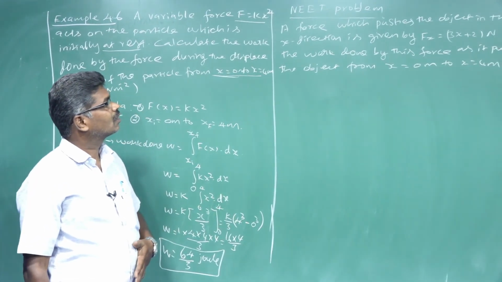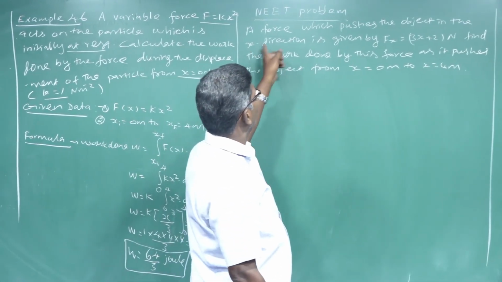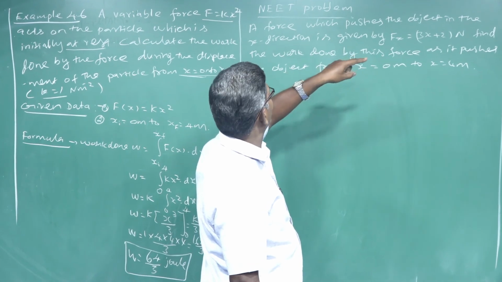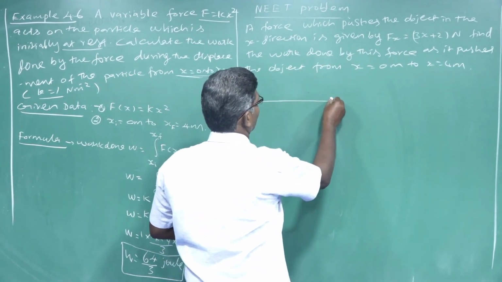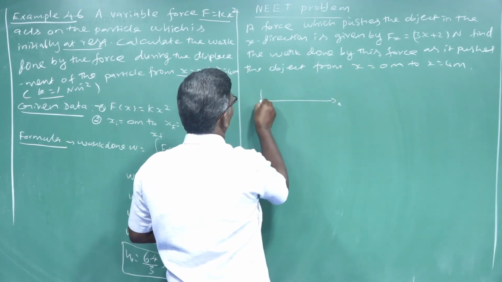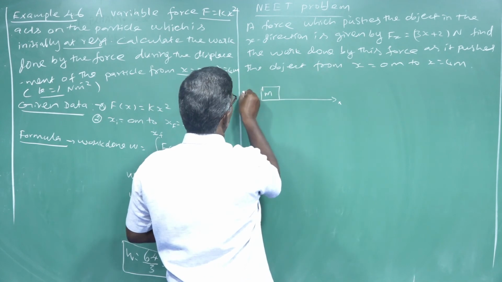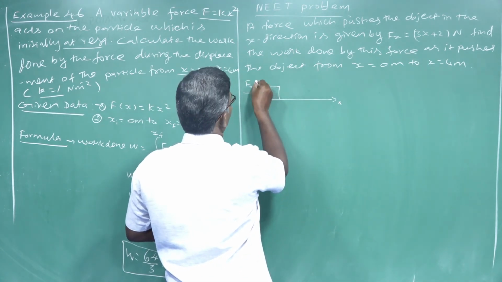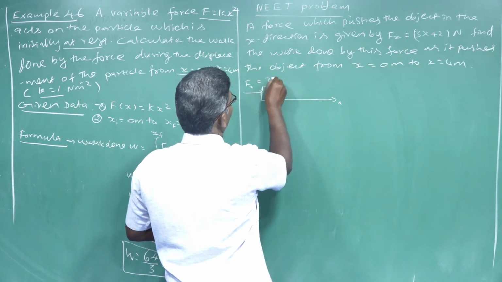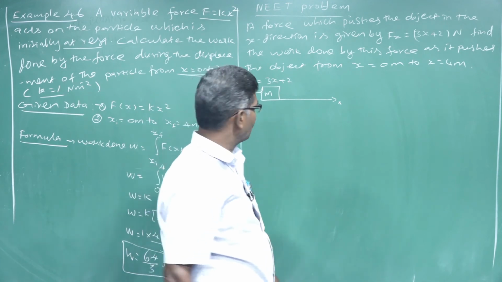In the given data we have, listen here, a force which pushes the object in the x direction. For example, you can take the x direction. We have an object of mass m. One force is acting. What force can we take? Fx. This value is given as 3x plus 2. It is varying with x in this direction.